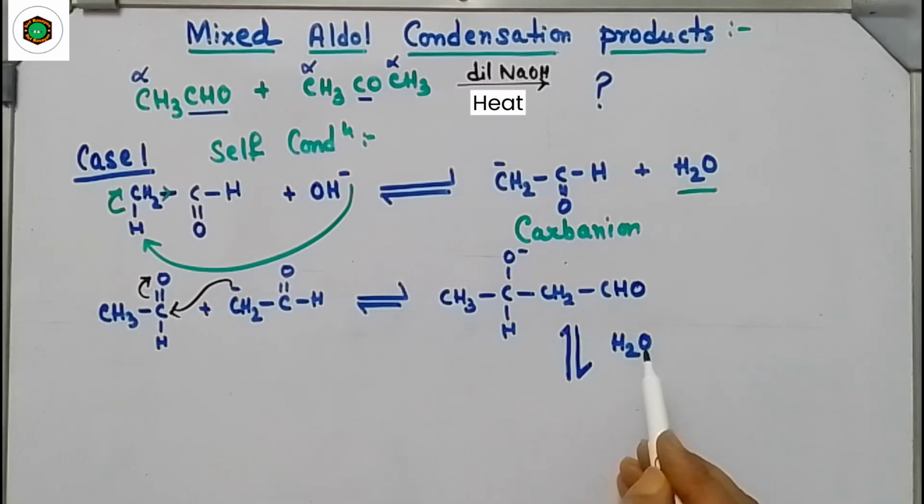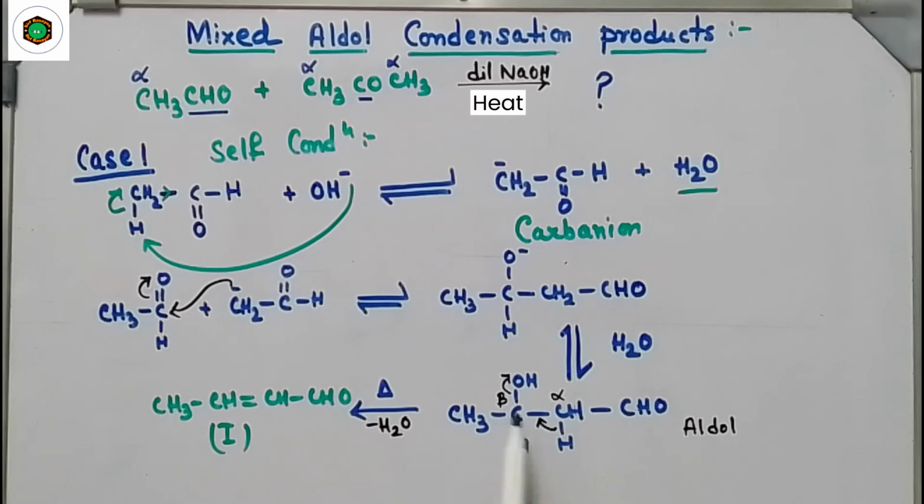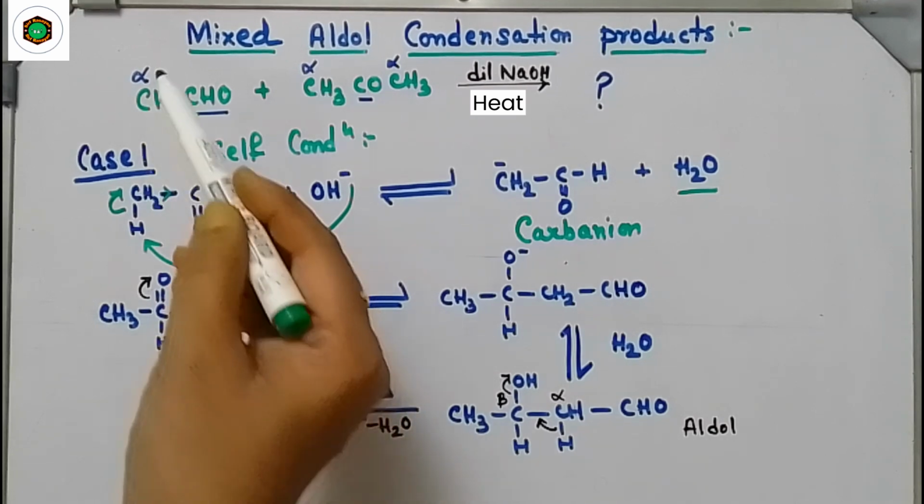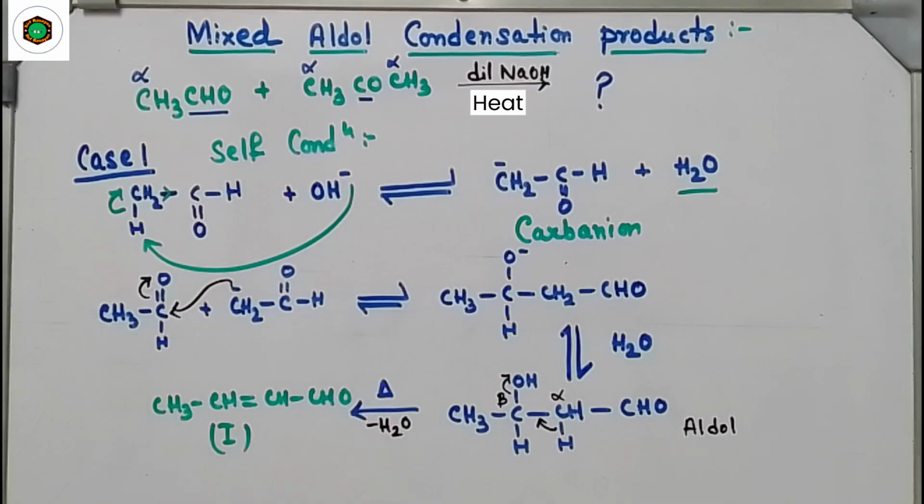Now in the medium water is there, so O minus will capture H plus from here and we will get this beta hydroxy aldehyde or aldol. By heating, dehydration takes place here, removing water, and we will get this alpha beta unsaturated aldehyde. This is product number 1 which we are getting by self-condensation of acetaldehyde molecule.